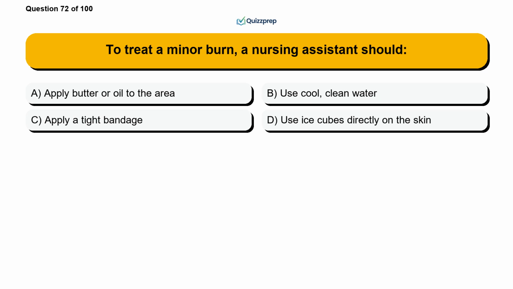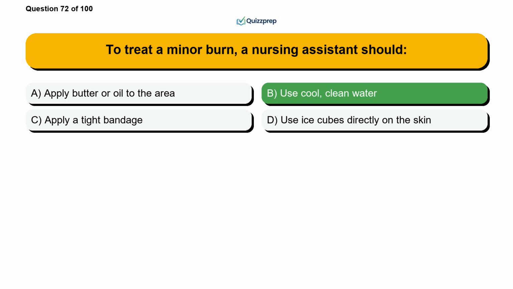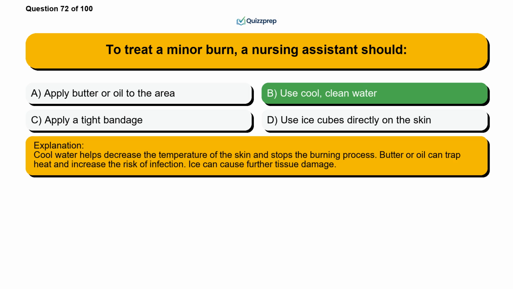the area. Option B, use cool, clean water. Option C, apply a tight bandage. Option D, use ice cubes directly on the skin. The correct answer is option B, use cool, clean water. Cool water helps decrease the temperature of the skin and stops the burning process. Butter or oil can trap heat and increase the risk of infection. Ice can cause further tissue damage.